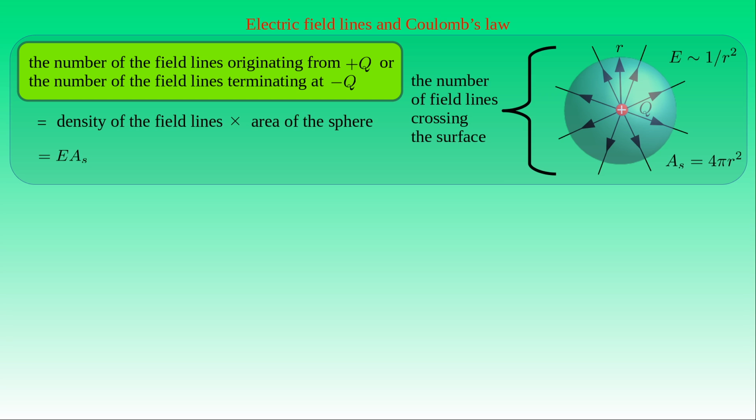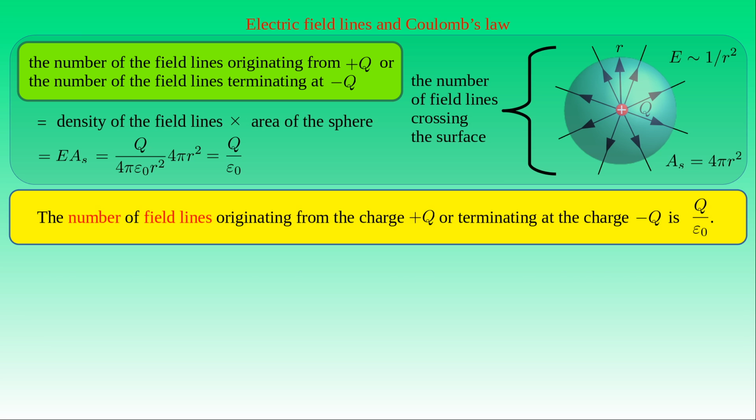For the point charge q, this gives q divided by 4 pi times epsilon naught times r squared, times the area 4 pi r squared. We can reduce this expression to q divided by epsilon naught. Then we state the following. The number of the field lines originating from a positive charge q, or terminating at a negative charge q, is equal to the amount of charge q divided by the vacuum permittivity epsilon naught.